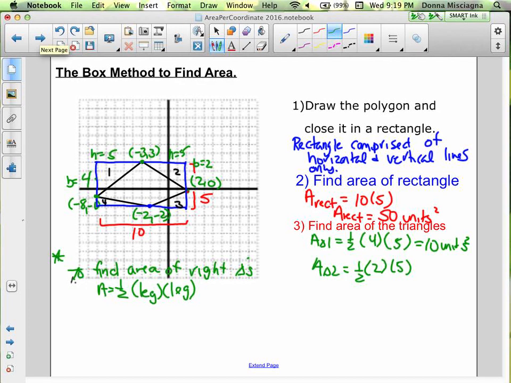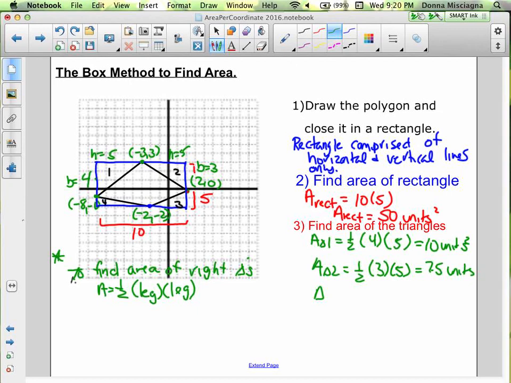Oh, sorry, this one is 3. I knew something wasn't right. My base there is 3. I put the wrong number in. There we go. So the area of triangle 2 is going to be 1/2 times 3 times 5. 3 times 5 is 15. Half of 15 is 7.5 units squared.